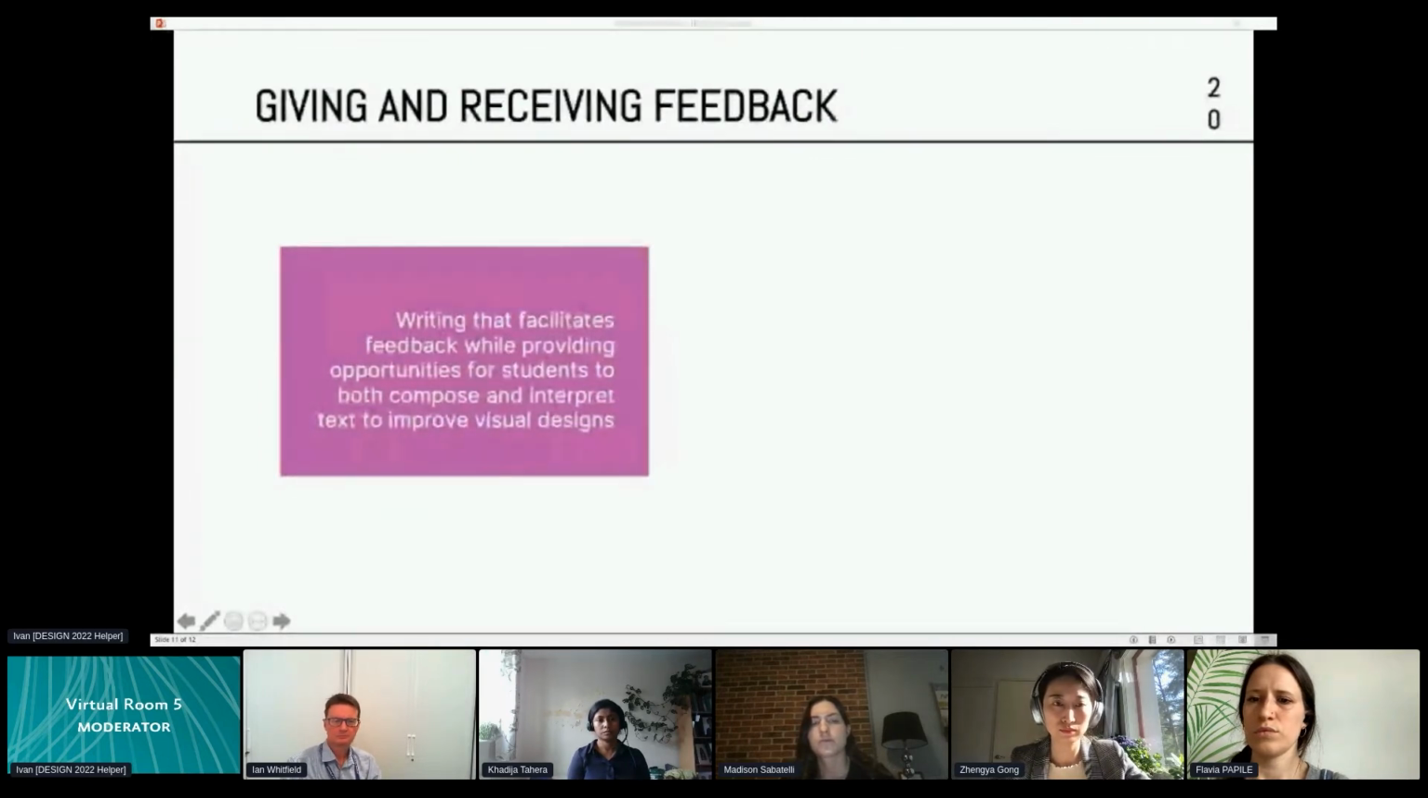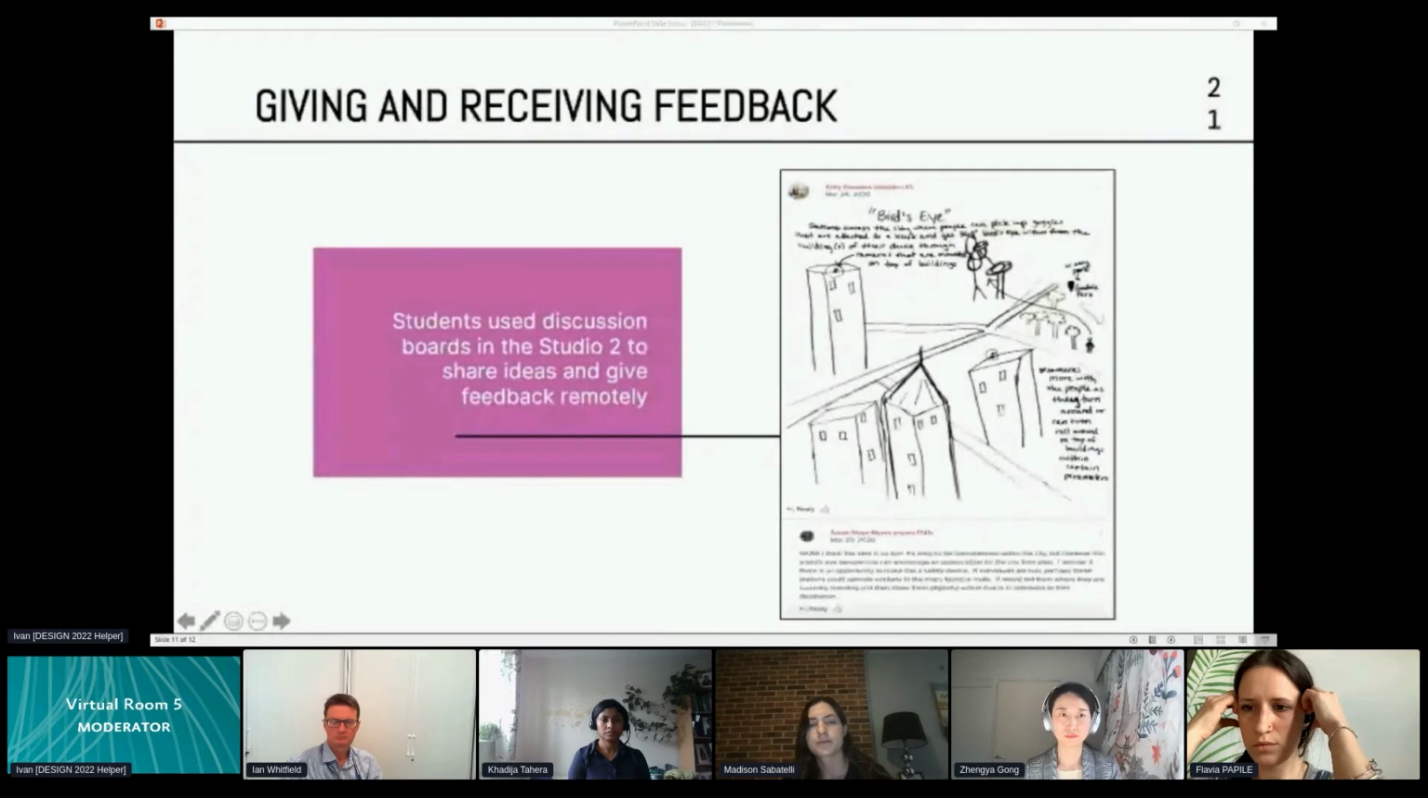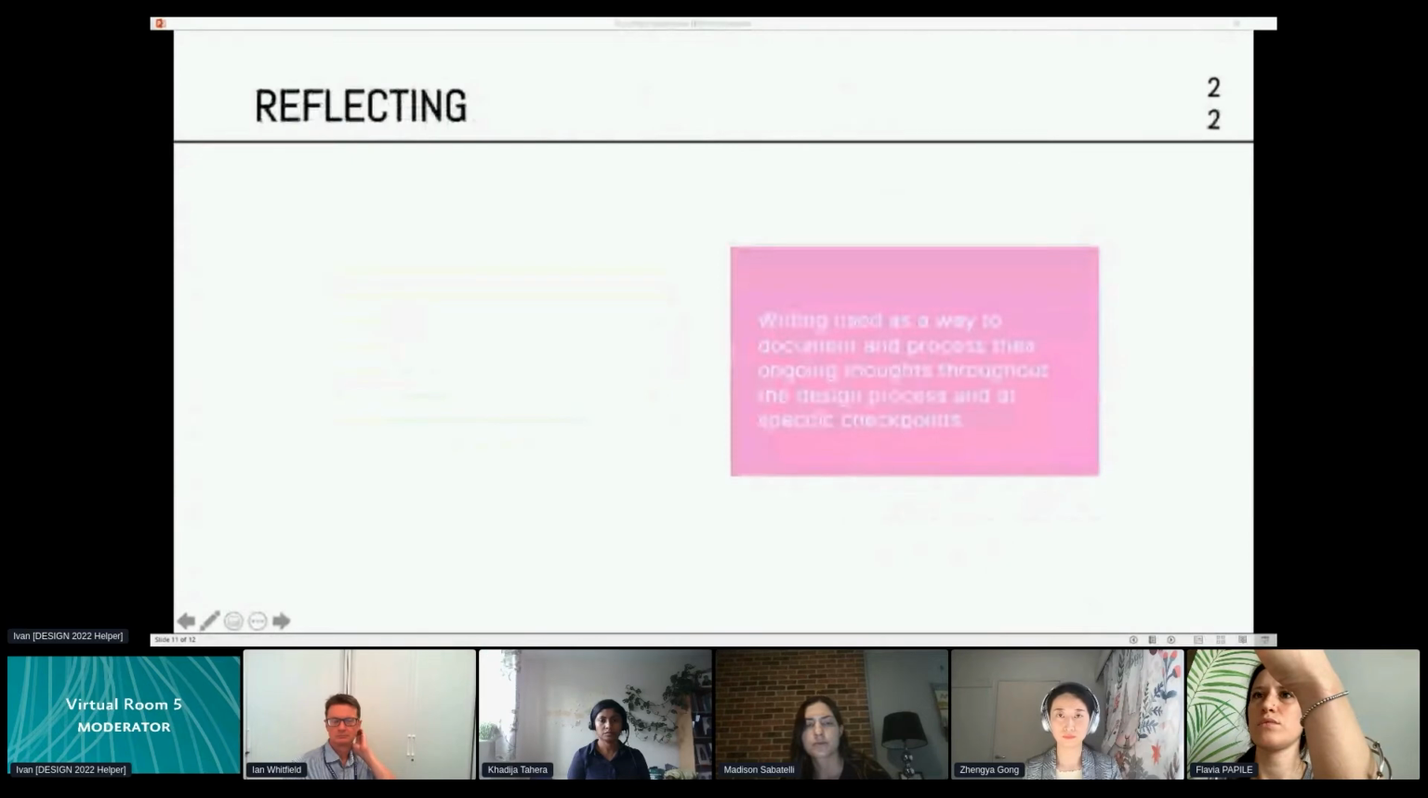Giving and receiving feedback have always been important components of design as well. While these activities may be primarily thought of as verbal, writing facilitates feedback while providing opportunities for students to both compose and interpret text to improve visual designs. As evidenced in this example of an online discussion board for Studio 2, textual conversations between students effectively crystallized feedback in a more permanent sense than verbalizations alone.